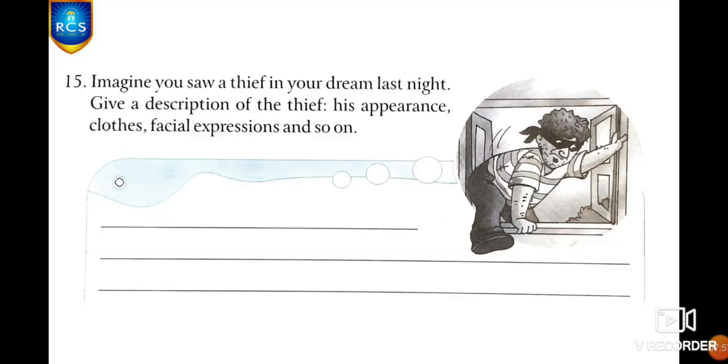And question number 15. Imagine you saw a thief in your dream last night. Give a description of the thief, his appearance, clothes, facial expressions, and so on. You have to give a detailed description of a thief in your dream last night.